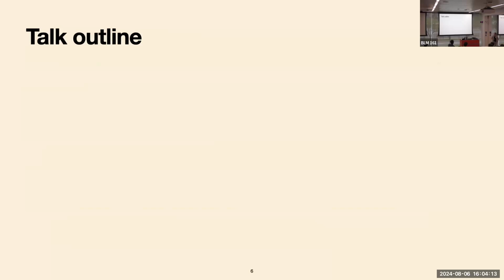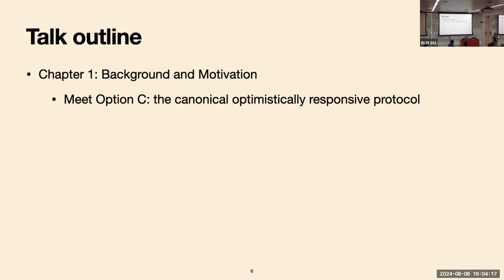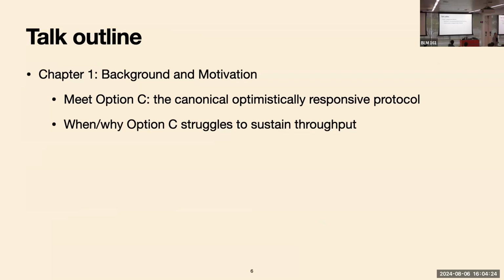So just to give us our outline. Chapter 1, background and motivation. We've already started on that. We're going to meet our friend, the canonical optimistically responsive protocol, in a little more detail. I'm going to try to convince you that there are specific scenarios in which that option C is suboptimal. There are conditions where it struggles. And then that's going to lead us to chapter 2. What did we do about it?